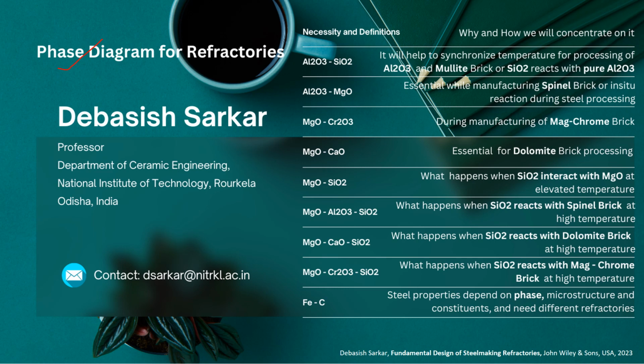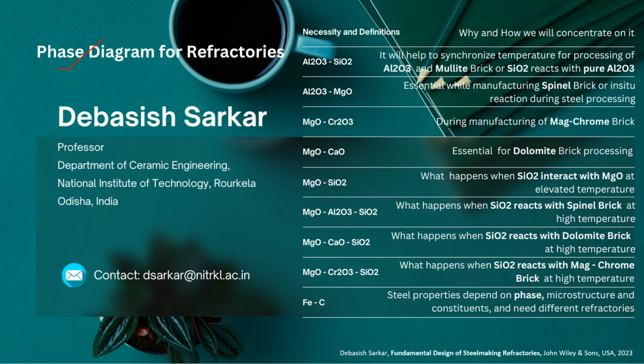In this backdrop, I have planned to start a third lecture series on phase diagrams for refractories that will eventually help to correlate the importance of material selection and their impact on the refractory properties as well as performance during steel processing. If we pick up different oxides, there are several possibilities for the formation of binary and tertiary phases in refractory. It may be during refractory processing or in situ during steel processing.